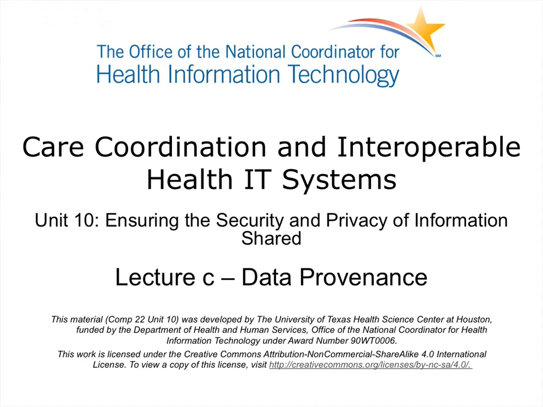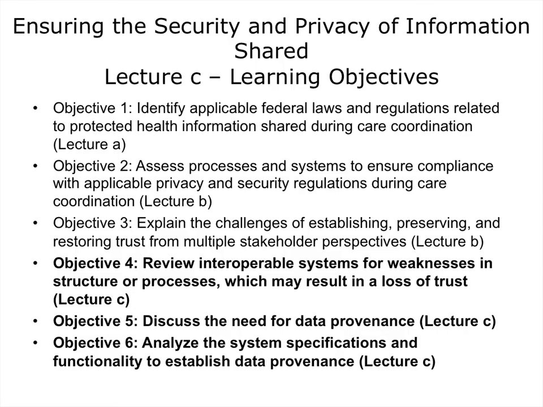The objectives for this unit, ensuring the security and privacy of information shared, Lecture C, are to review interoperable systems for weaknesses in structure or processes, which may result in a loss of trust. Discuss the need for data provenance, and analyze the system specifications and functionality to establish data provenance.